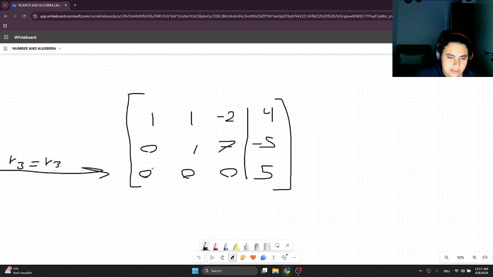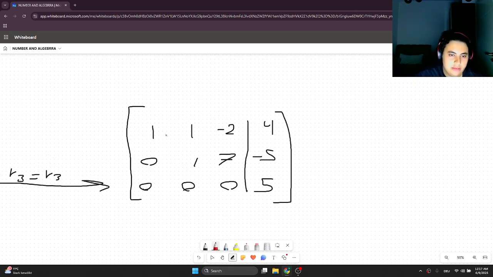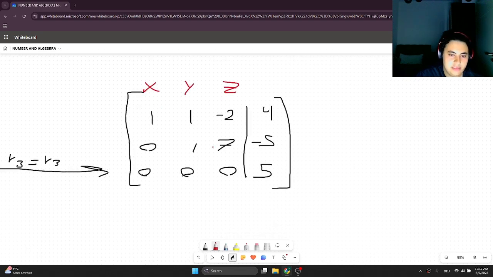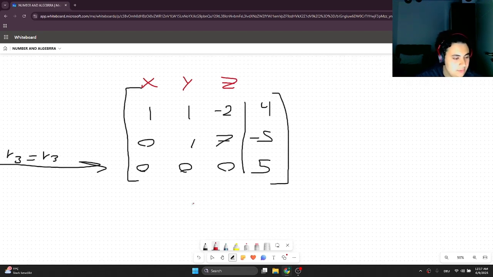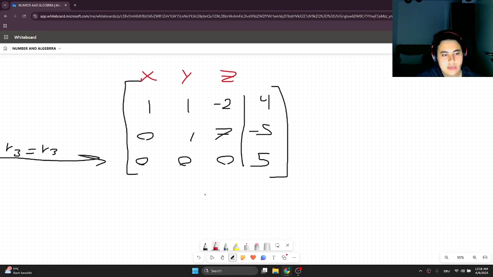Because if you look at it, you have 0, 0, and 0, right? Each column, this is going to be x, this is going to be y, and this is going to be z. For the last row of the system of equations, it's going to be 0x, 0y, and 0z. So that means it's just 0 equals 5. 0 doesn't equal 5. It's just not true, right? So therefore, this linear system of simultaneous equations is inconsistent and it has no real solutions.